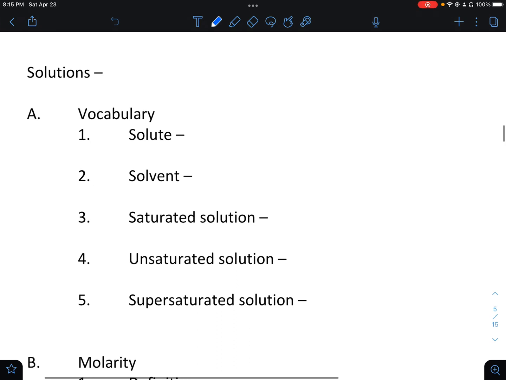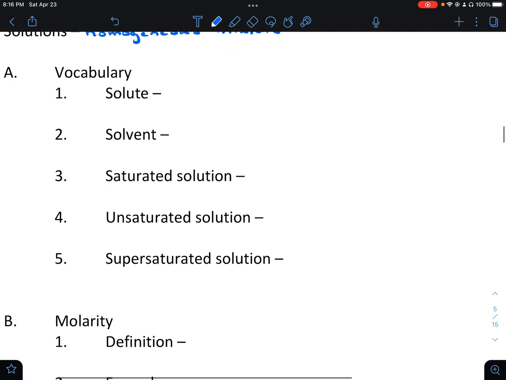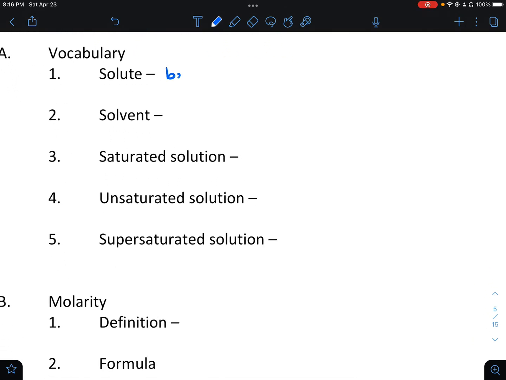We have defined solutions as a homogeneous mixture. And remember, homogeneous means it's the same throughout. So we're talking about substances that are now in the same state. All right, other little vocab that we got there. We have a solute. This is the substance being dissolved. Our solvent is the substance doing the dissolving. Most of the time, this one is in a higher concentration, or we usually have more of it, but that's not always the case.